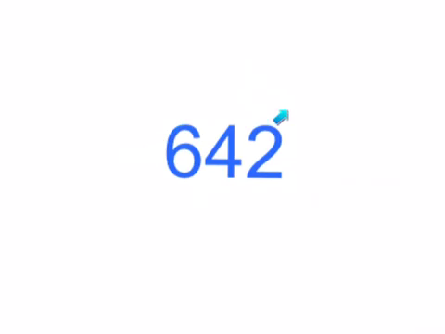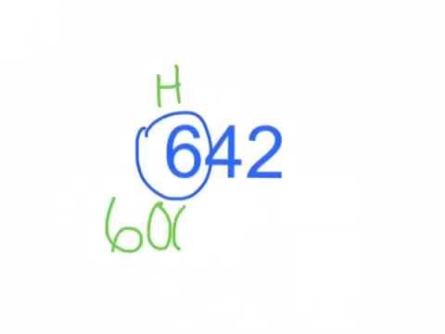Here's another 3-digit number. This one is 642. The way I say it gives you a big clue about the value of each of these digits. Have another listen. 642. What do you think the value of the 6 is in this number? Remembering, it's in the hundreds column. So it is 600. Right, let's have a look at the next one.